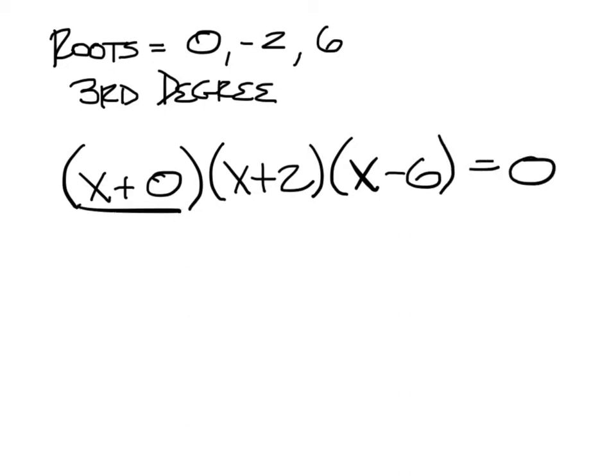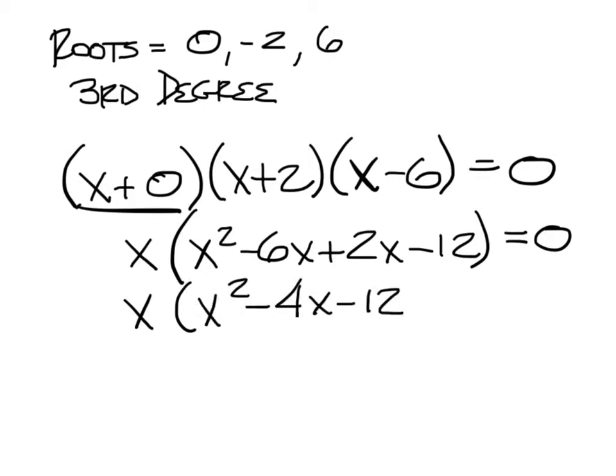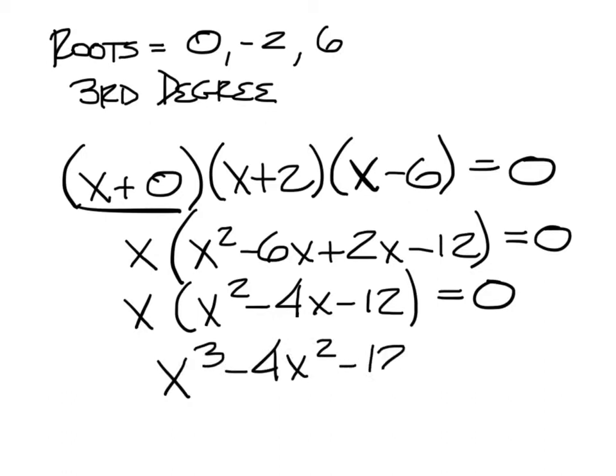So this is the part that is different. You can just make that x because the 0 makes no difference, and then multiply out the other 2 to come up with x squared minus 6x plus 2x minus 12, and simplify it to get x squared minus 4x minus 12. And the last thing to do is multiply everything by x. So you get x to the third minus 4x squared minus 12x equals 0.